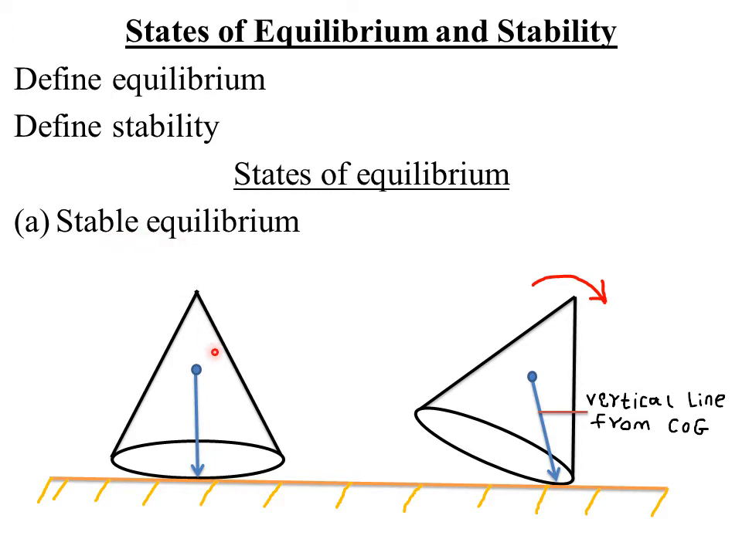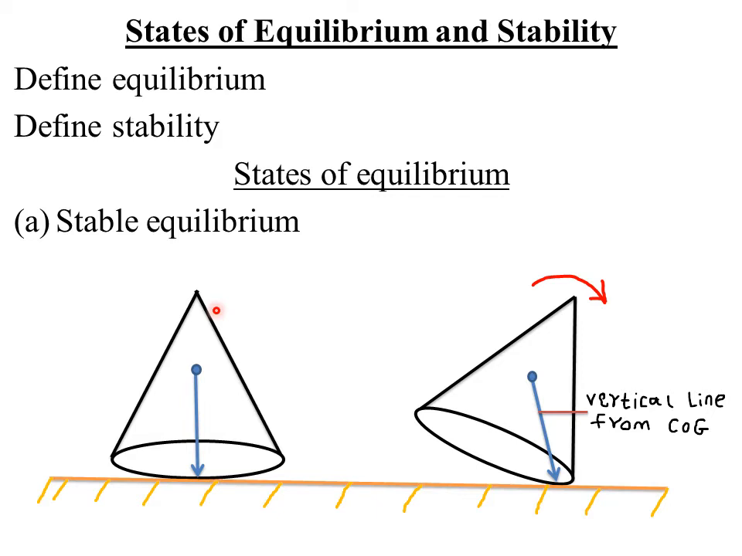So when do we say that a body is in stable equilibrium? In stable equilibrium, an object will hardly tilt over when a force is applied on it. Also in stable equilibrium, the position of center of gravity is very low, as low as possible and below the base of the object. Then the vertical line drawn through the position of center of gravity falls inside the base.